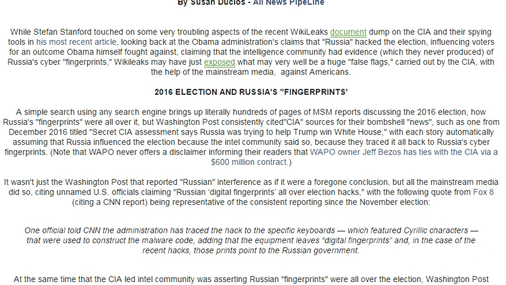Now, it's not only the Washington Post that reported Russian interference as if it were a foregone conclusion, but all the mainstream media did so, citing unnamed U.S. officials claiming Russian digital fingerprints were all over the election hacks. I quote a piece from Fox 8, which cites a CNN report. One official told CNN the administration has traced the hack to specific keyboards, which featured Cyrillic characters that were used to construct the malware code, adding that the equipment leaves digital fingerprints. And in the case of recent hacks, those prints point to the Russian government.